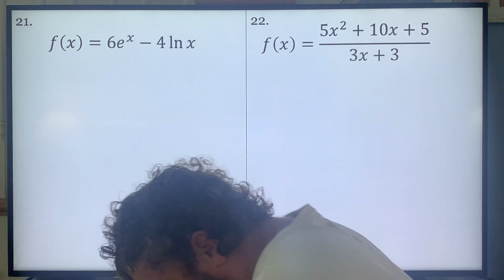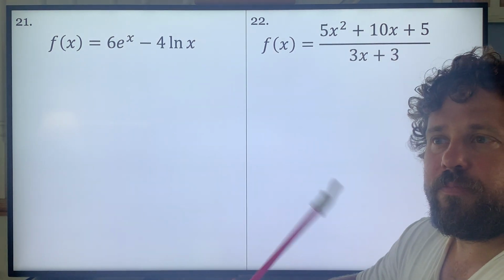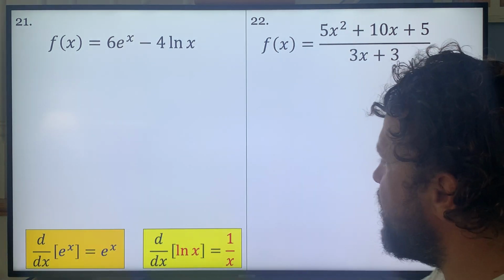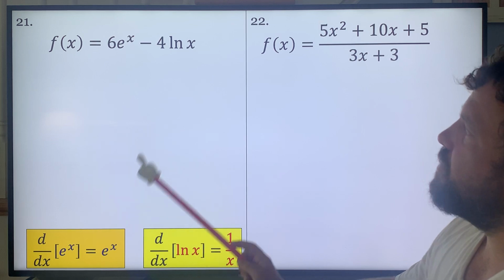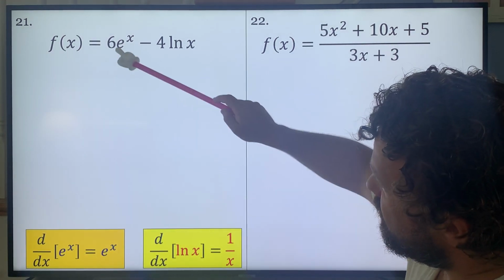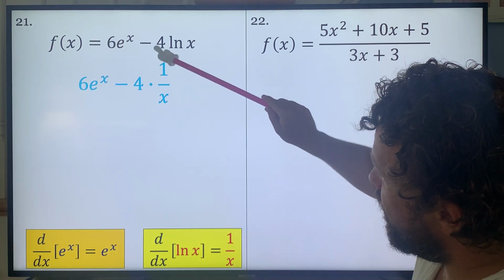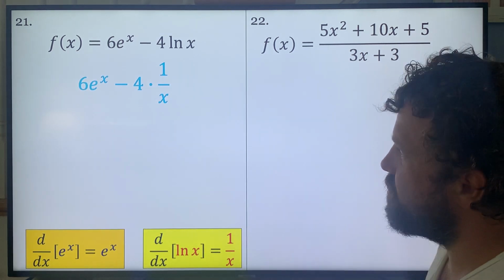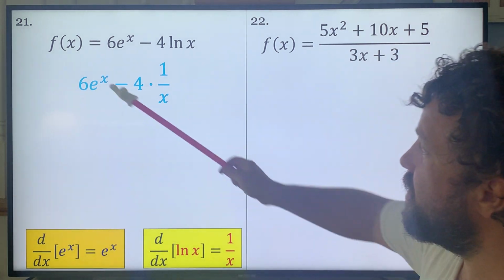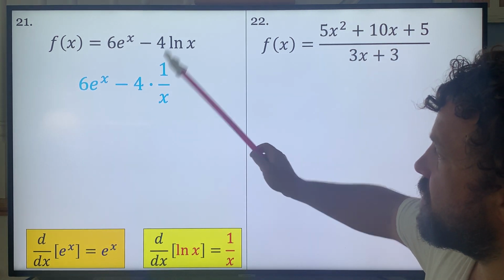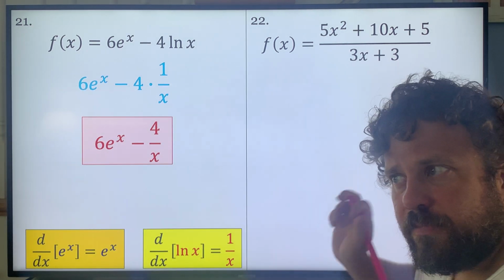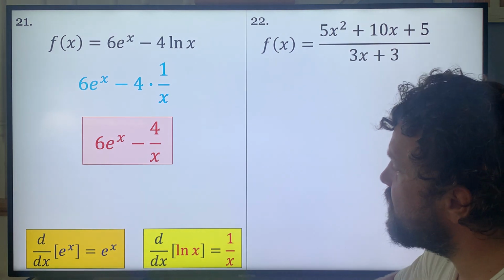Oh, e to the x ln x. Remember the formulas? Derivative of e to the x is e to the x. Derivative of ln x is 1 over x. So this becomes, very simple, 6e to the x minus 4 times 1 over x. All right, nothing to it. Nothing very difficult, just plug and play. 6e to the x minus 4 over x. See? A lot of times when they look difficult, they're actually very easy.